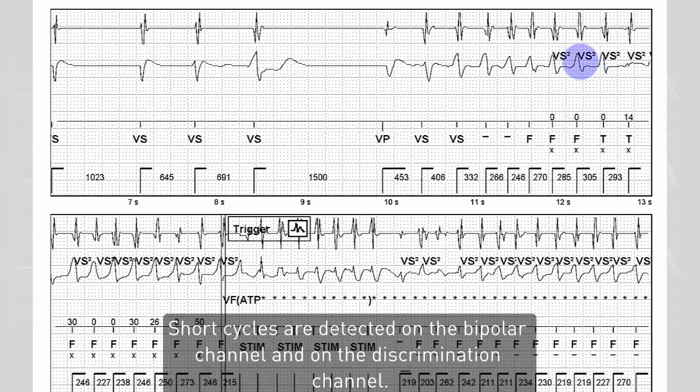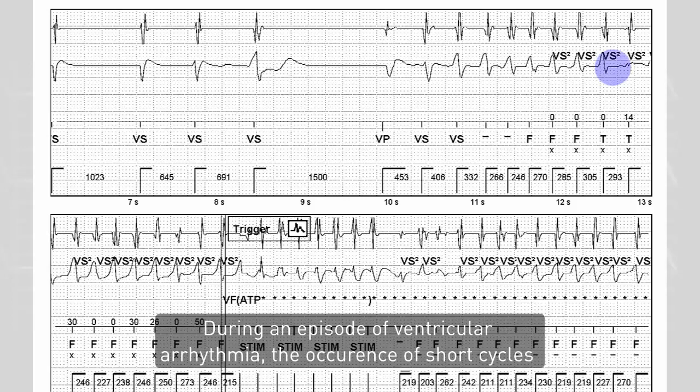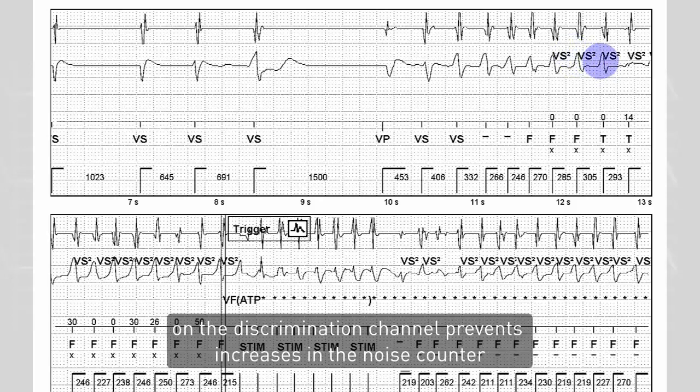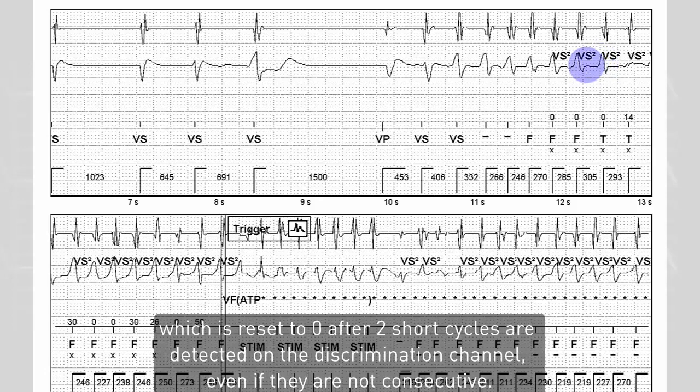Short cycles are detected on the bipolar channel and on the discrimination channel. During an episode of ventricular arrhythmia, the occurrence of short cycles on the discrimination channel prevents increases in the noise counter, which is reset to 0 after 2 short cycles are detected on the discrimination channel, even if they are not consecutive.